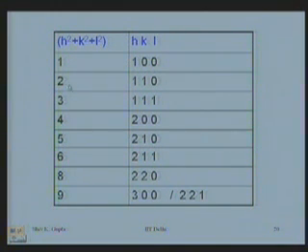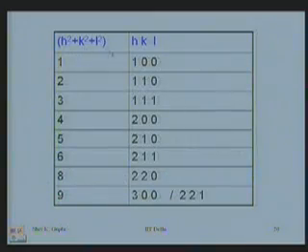If h² plus k² plus l² is 2, it is 110. If it is 3, it is 111. If it is 4, it is 200. If it is 5, 210. 6, it is 211. 8, 220. There is no 7. You cannot find 3 integers such that if I square them and sum them, the sum will be 7. So therefore, I don't have h² plus k² plus l² as 7.